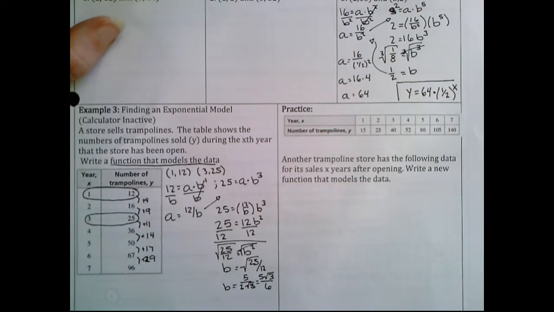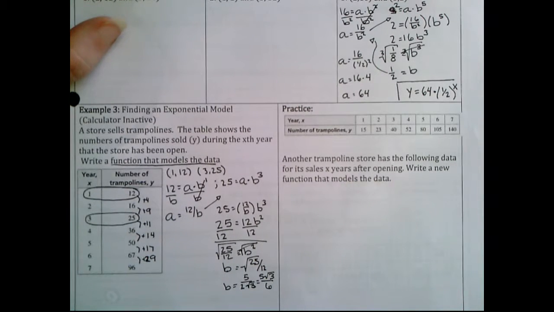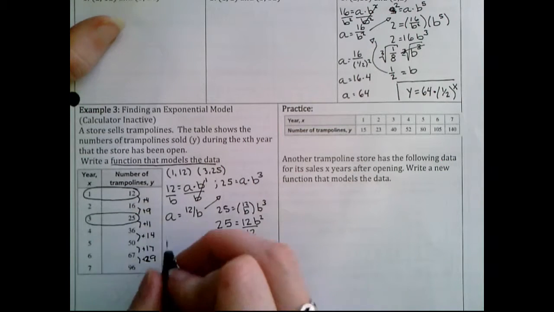If this were a calculator problem, you could go through and just find a decimal approximation here. It's unlikely that we would ask you to do something like this with these numbers on a test. So now we're going to find our A value.